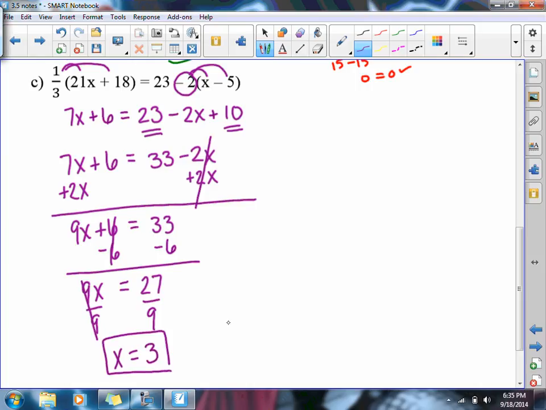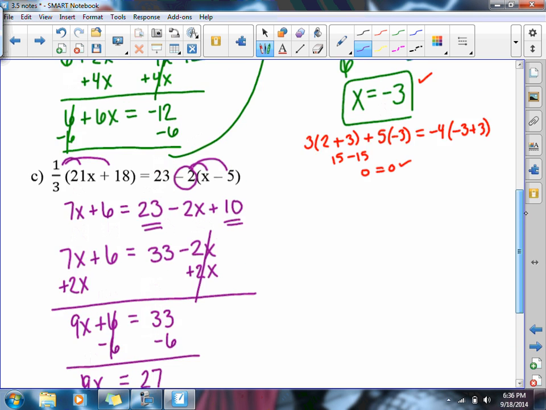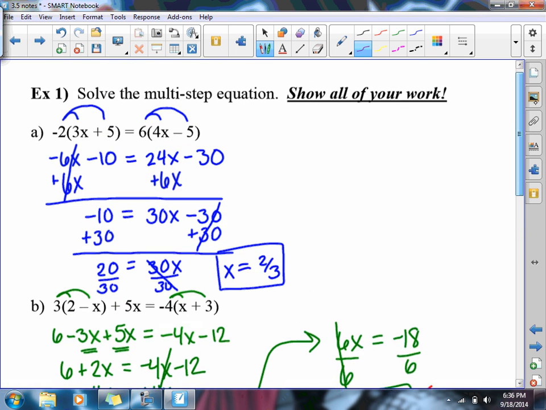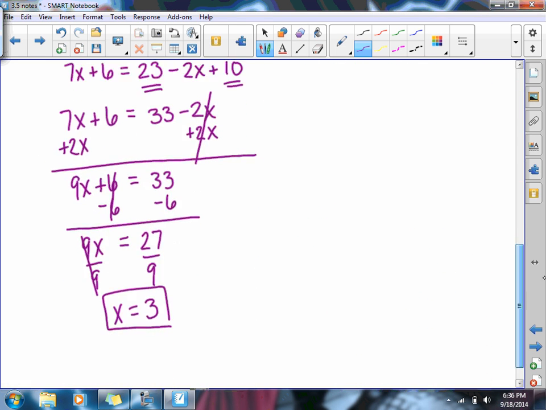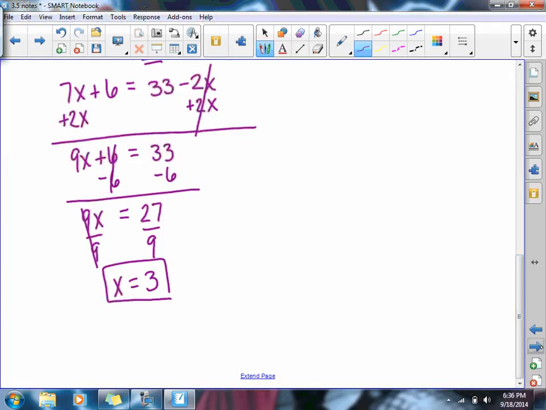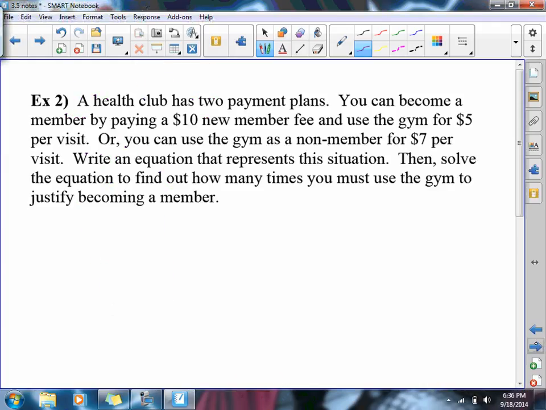And again, we could check our work by taking 3 and substituting it back into the original problem and simplifying both sides of the equation and seeing if they're equal, just like I did on the previous example. So these are 3 really good examples, and they'll be just like the homework problems you're going to see in your homework. So keep these out as a guide so you know how to work through each problem step by step.